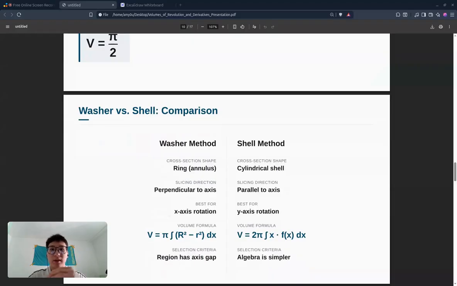If you are rotating around the other axis, like the y-axis, while your function stays in terms of x, the shell method saves you a lot of algebra, because you don't have to transform your equation from y to x as you have to do in the disk and washer method.